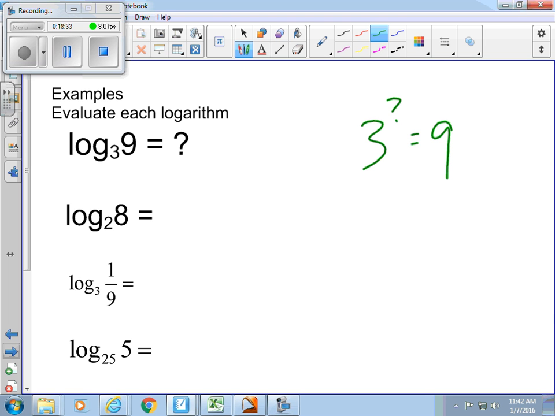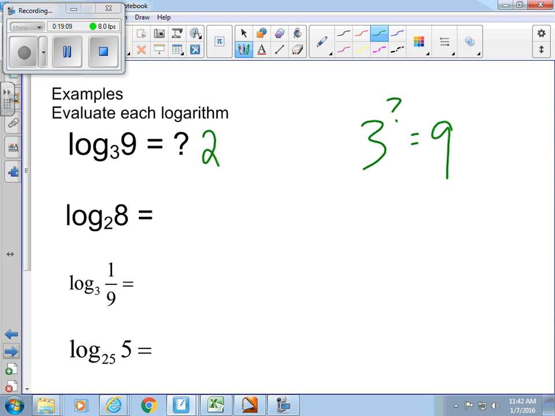Okay, log base 3 of 9. Wouldn't that be 3 to what power equals 9? And so 3 to what power is 9? 2. That's scary, but that's not. So it's not scary if you rewrite it. If you rewrite a logarithmic function as an exponential, you will simply be asking yourself properties of exponent questions.